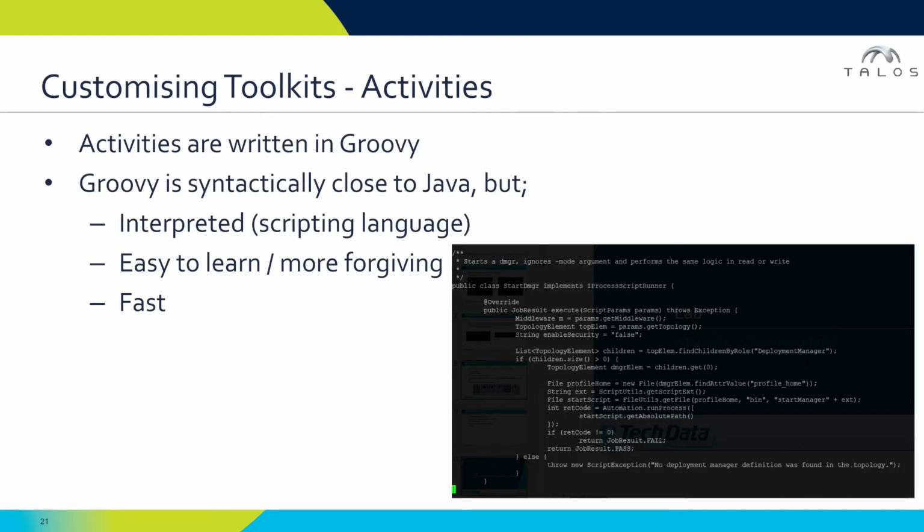Activities are written in Groovy. Groovy is syntactically quite close to Java, but it's a little different. It's interpreted rather than compiled. So you don't need to compile it into bytecode to run it. You just run it as a scripting language that you can edit on the fly. It's quite easy to learn. It's a bit more forgiving than Java in terms of how it requires the application to be structured, and it's also quite fast.